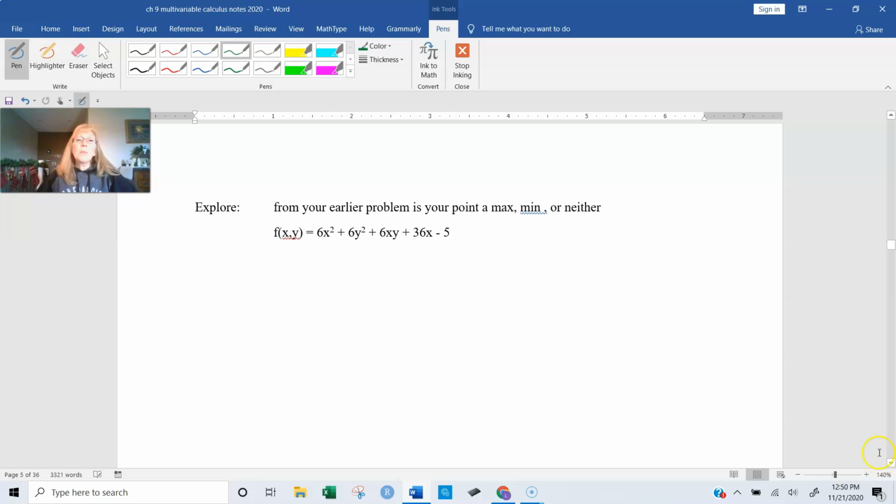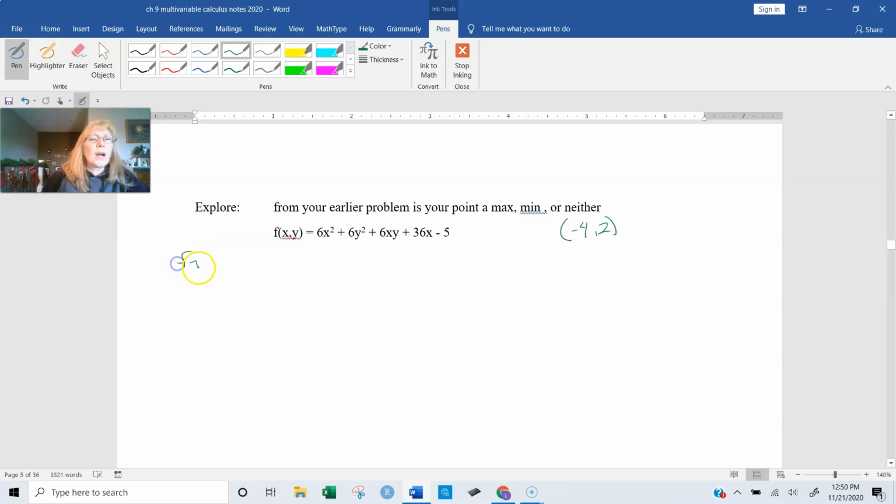All right, this is the same problem you did before. So you're using those same critical points that you've already found. And you're just going to tell me if it's a max, a min, or neither. So the only critical point we had from the other page was negative 4, 2. Okay, pause and try this.